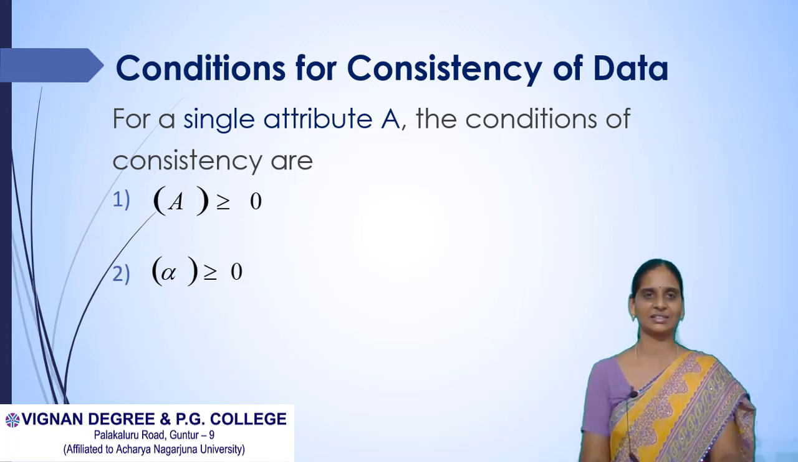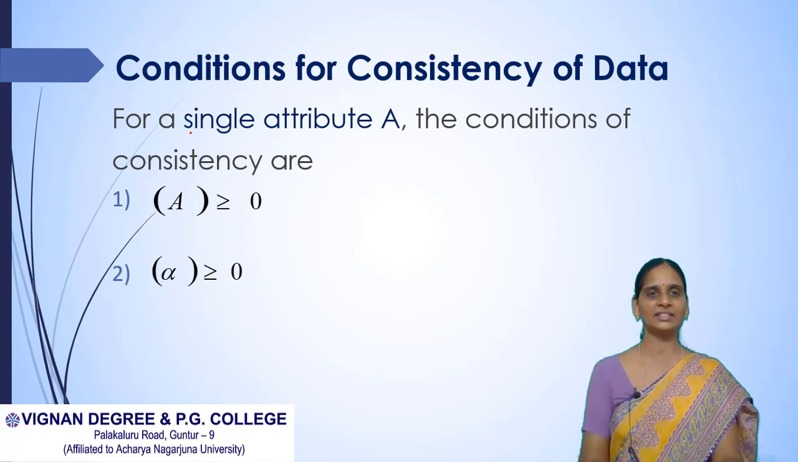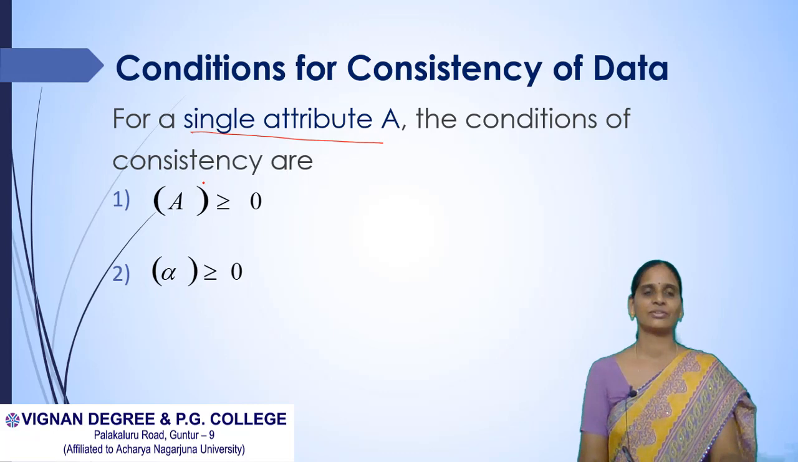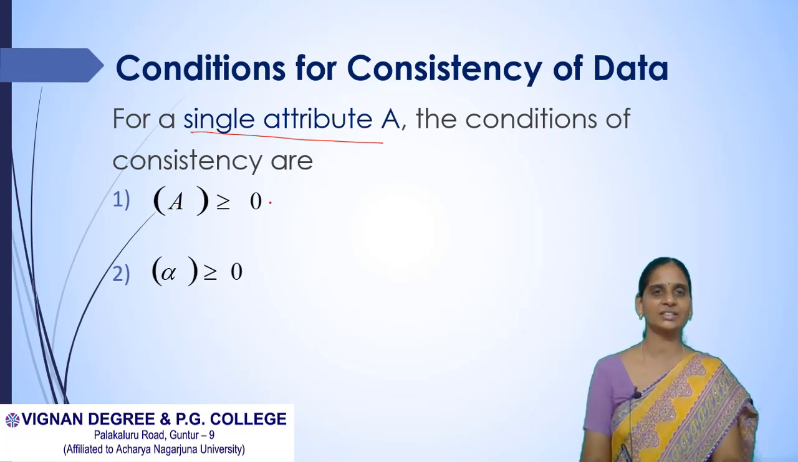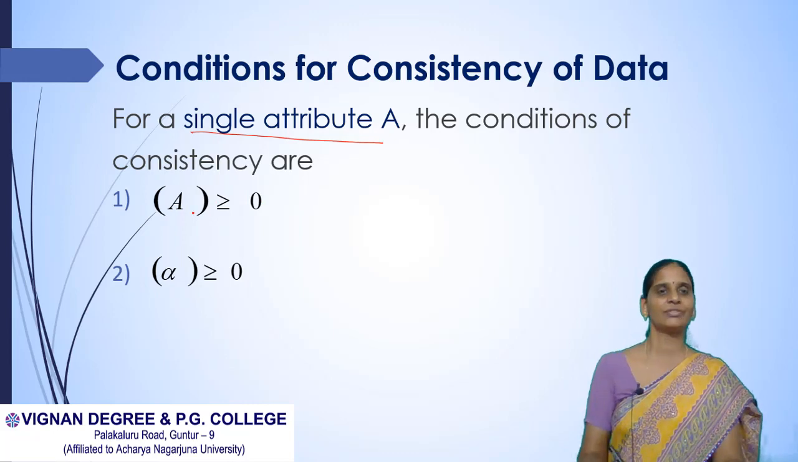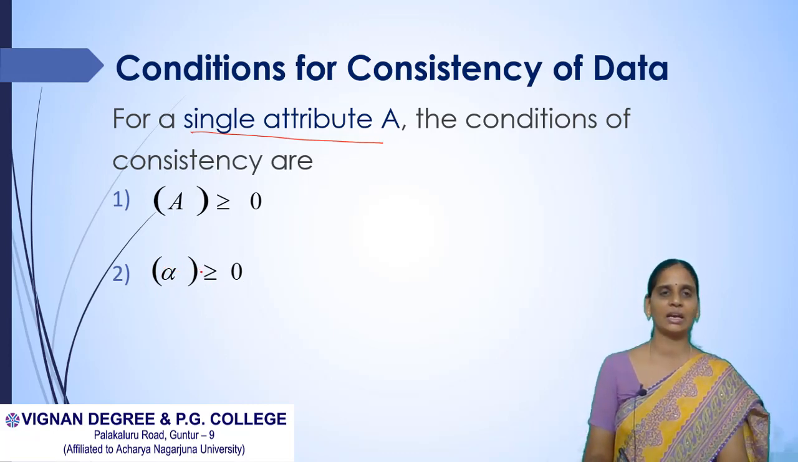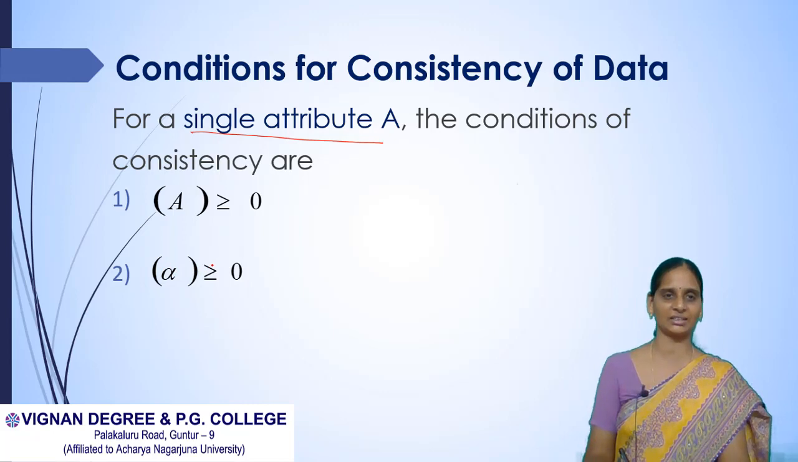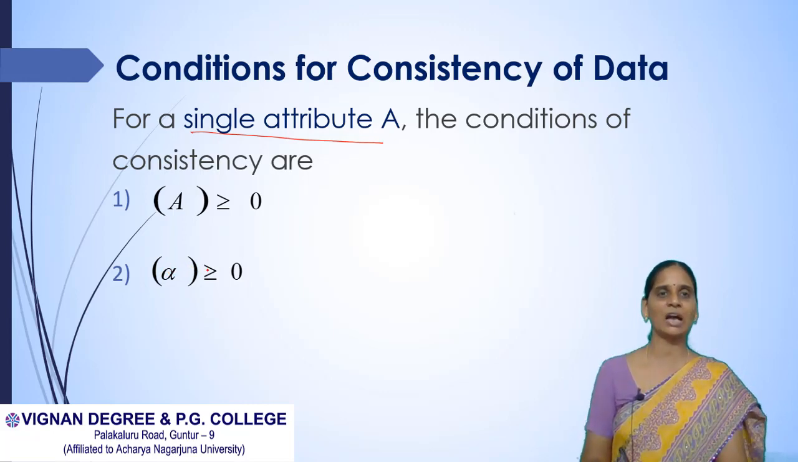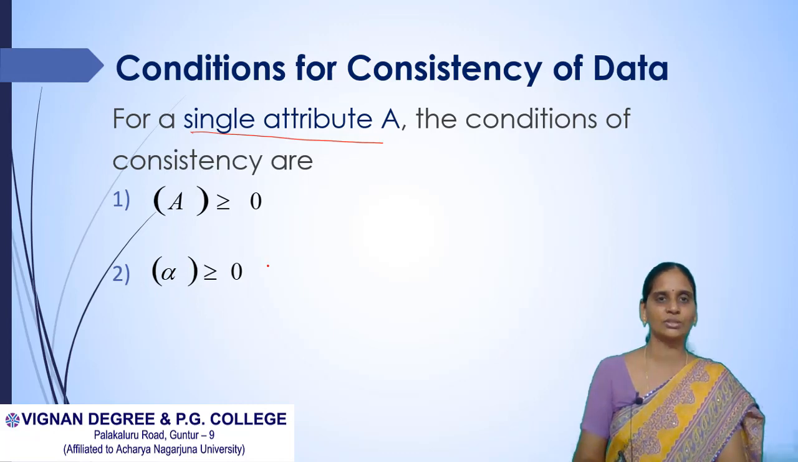Now the conditions for consistency of data for a single attribute A. The first condition is frequency of A is greater than or equal to 0, and frequency of alpha is greater than or equal to 0. Here frequency of alpha can be expressed in terms of A letters. Frequency of alpha is greater than or equal to 0, so this implies frequency of alpha can be written as alpha into N, which is greater than or equal to 0.